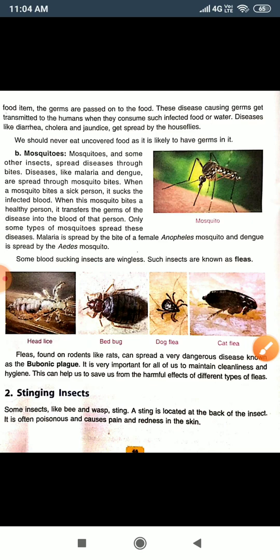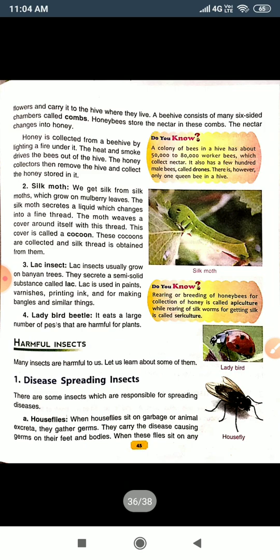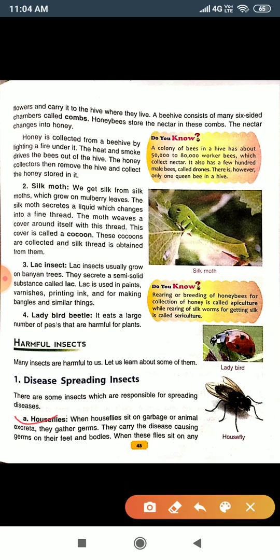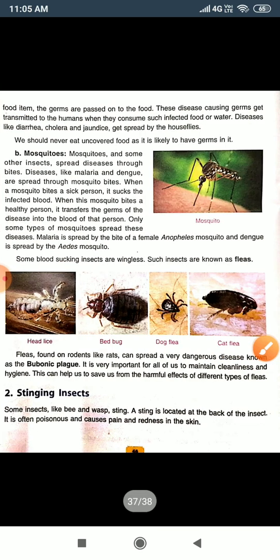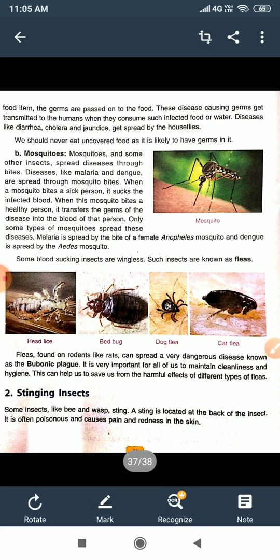Now come to the houseflies. Houseflies are very harmful. When houseflies sit on garbage or animal excreta, they gather germs and carry the disease causing germs on their feet and body. When these flies sit on any food items, the germs are passed on to the food. These disease causing germs get transmitted to humans when they consume such infected food and water. So we can get disease from the housefly like this.